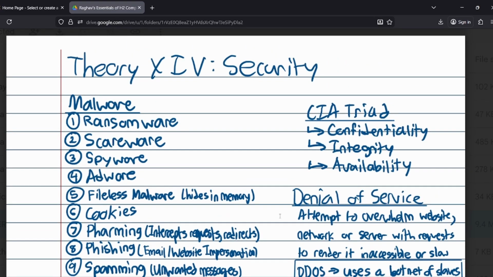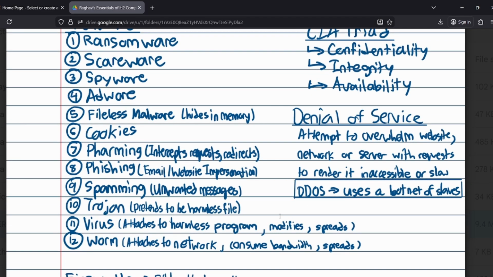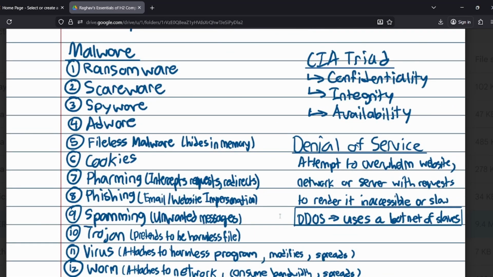Welcome to Security Theory 14. It's going to look like a lot, but it's not that bad.